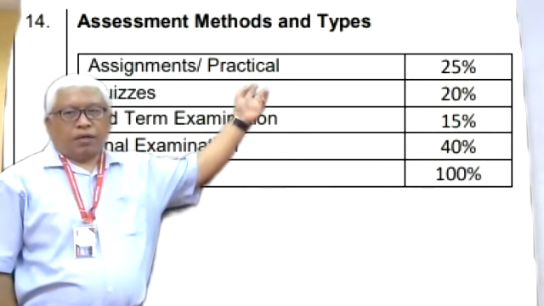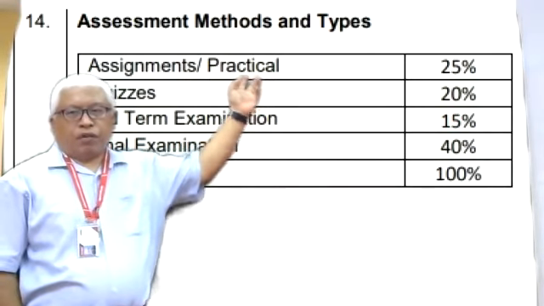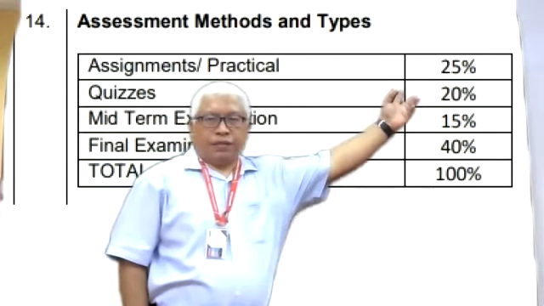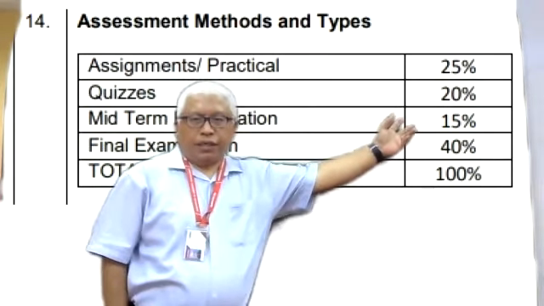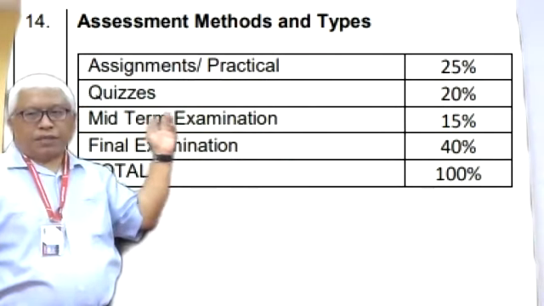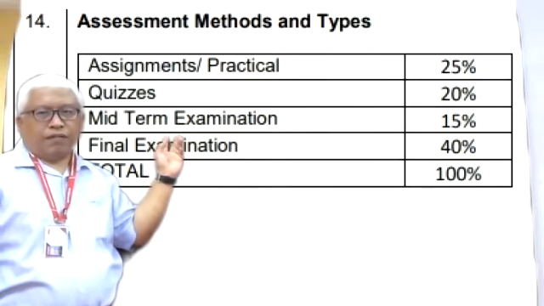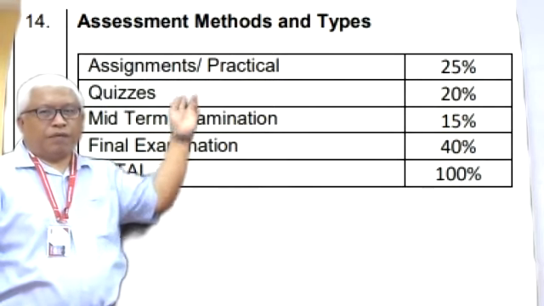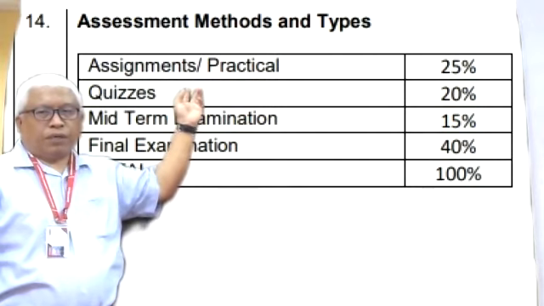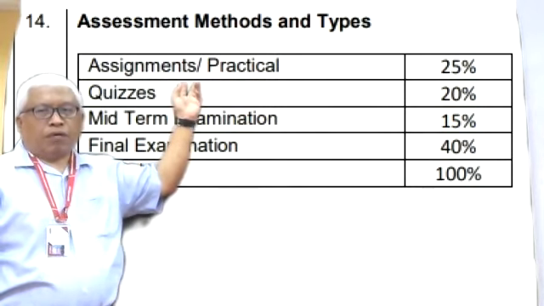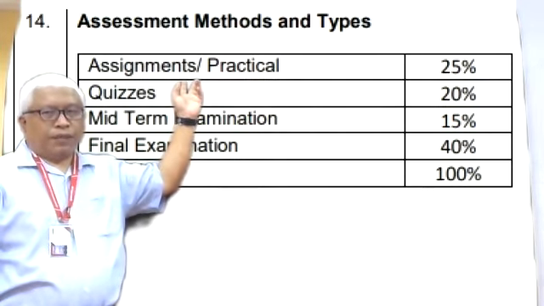Assignment, in particular, 25%. Quizzes 20%. Midterm examination 15%. And the final 30%. So this has been fixed. So your assignment practical, anything that we give to you as assignment, we can consider the assignment. At least we have 2 assignments for a semester, and those are 25%.